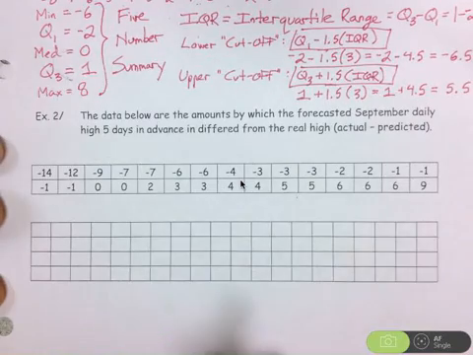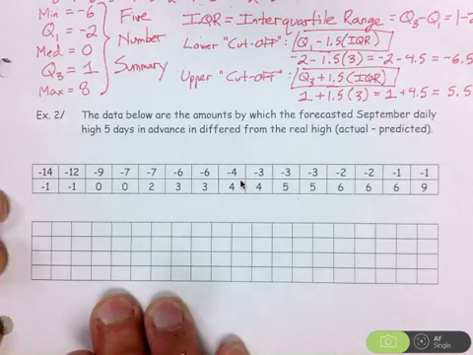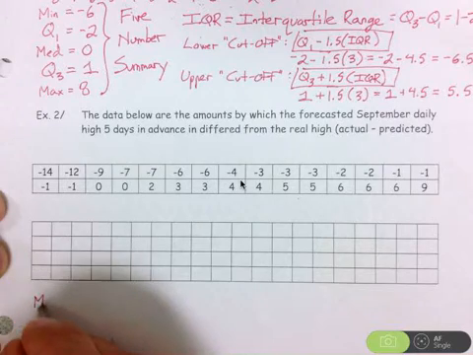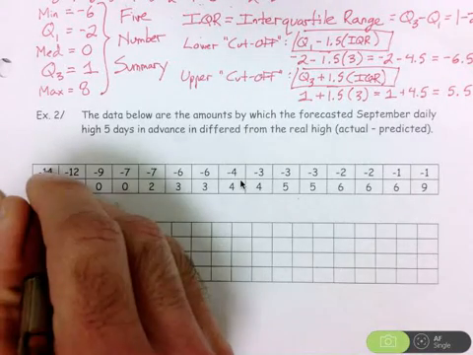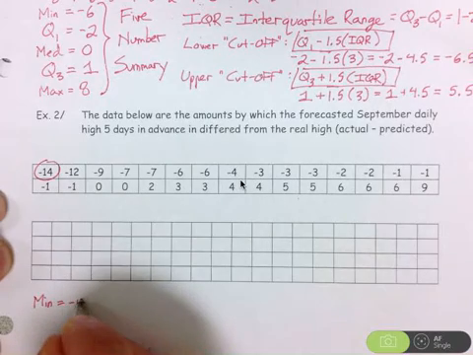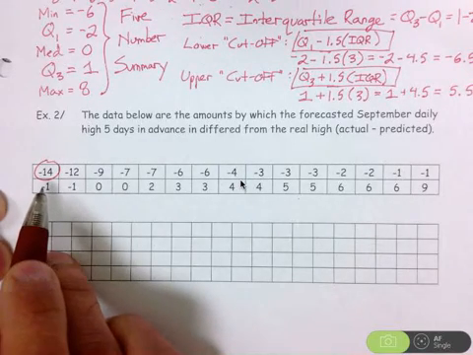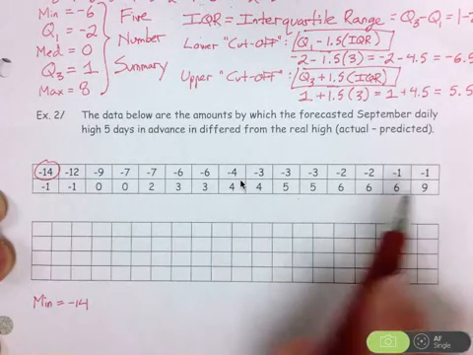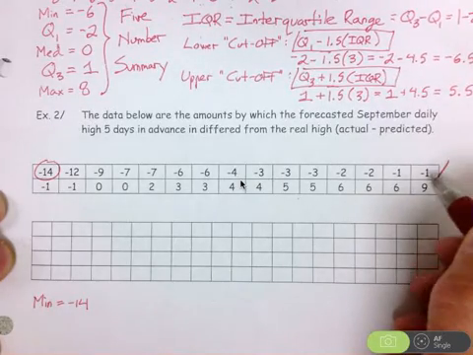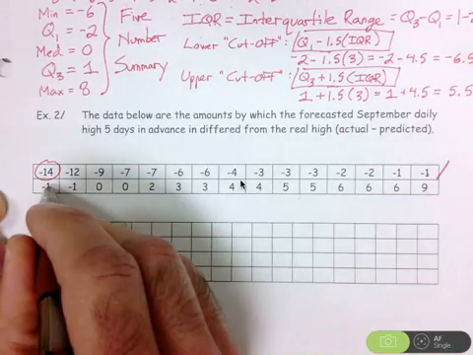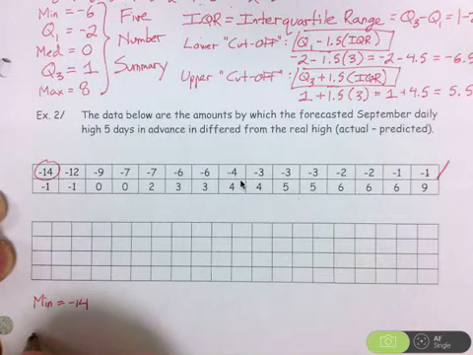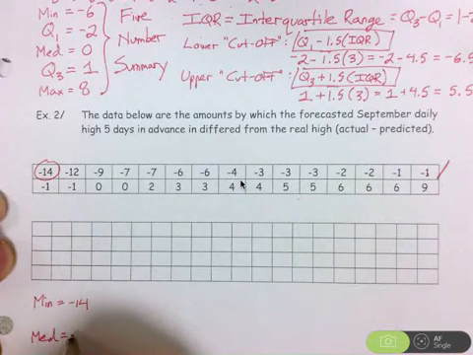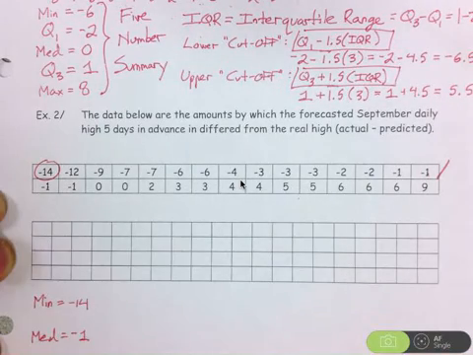So again, we need to find the 5-number summary. So the minimum is -14. The median, again, is going to be the average of the 15th and 16th observations. There are 30 total. So there is no middle observation. The median would be here, the average of the 15th and 16th observation, but the average of -1 and -1 is just -1. So there is the median, -1. So here's the maximum at 9.